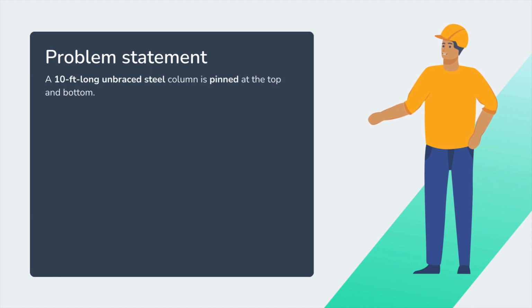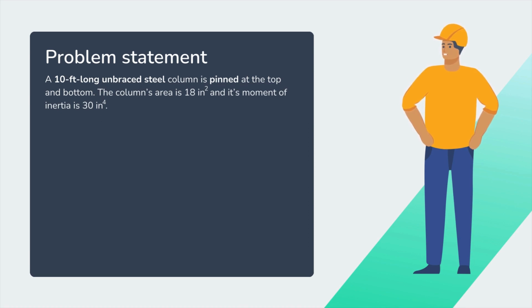This column is 10 feet long and it's unbraced, meaning there's no lateral support. It's also pinned at both the top and bottom, which affects how it will respond under load. The column's cross-sectional area is 18 square inches, and its moment of inertia, a measure of how its mass is distributed, is 30 inches to the fourth power.